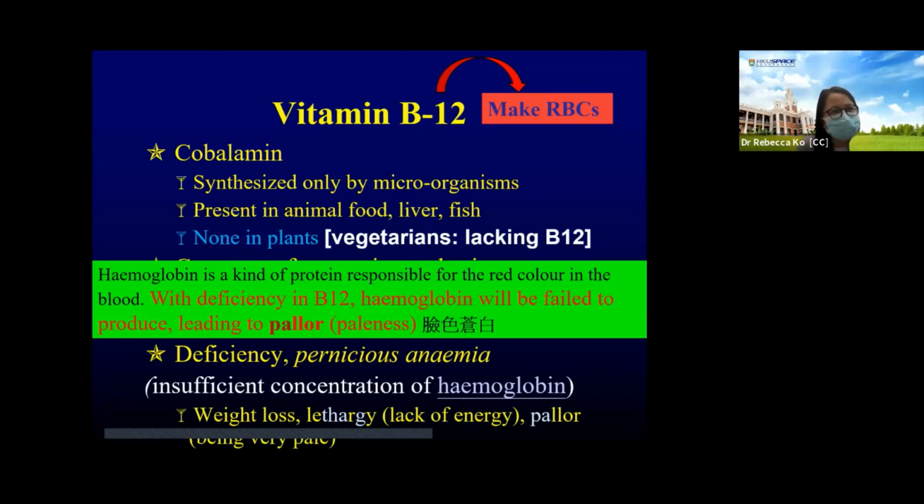Someone will say, oh, you look quite white, are you not feeling well? Some people would like to have 臉色紅潤. And now, there's weight loss, lethargy and lack of energy. Paula just mentioned that being very pale in color is because there's not enough hemoglobin, so that's why it looks not red enough, right?